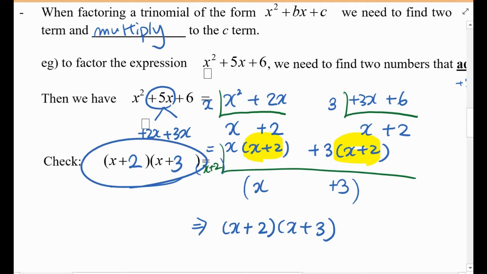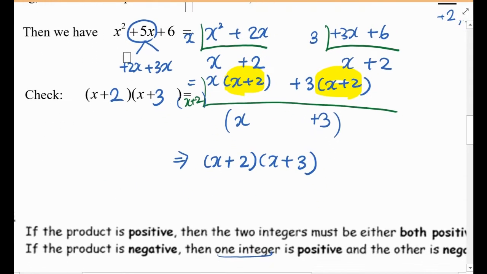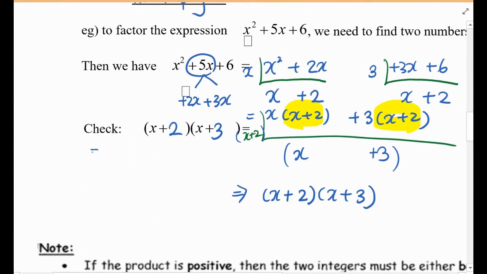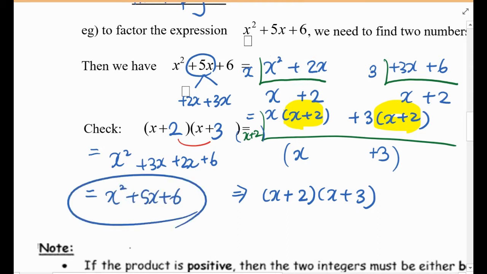Let's check. So we're going to check it by expanding it again. Okay? Then x times x becomes x squared. Then x times 3 becomes 3x. 2 times x becomes 2x. And 2 times 3 becomes positive 6. So therefore, it becomes x squared plus 5x plus 6. Okay? Okay, let's move on.